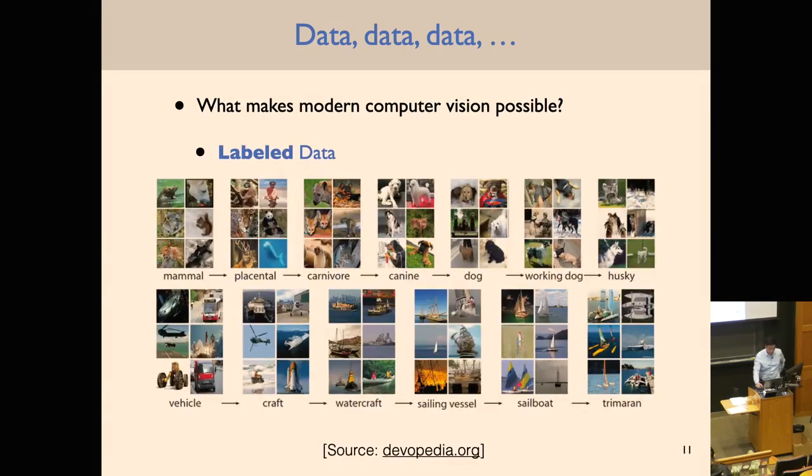More specifically, it's not just massive amounts of generic data, but a lot of the success behind deep learning and in computer vision in particular and other areas as well comes from the fact that we have labeled data.